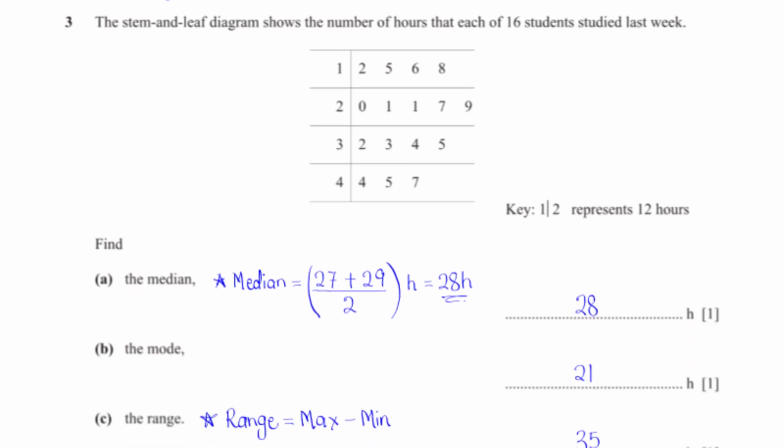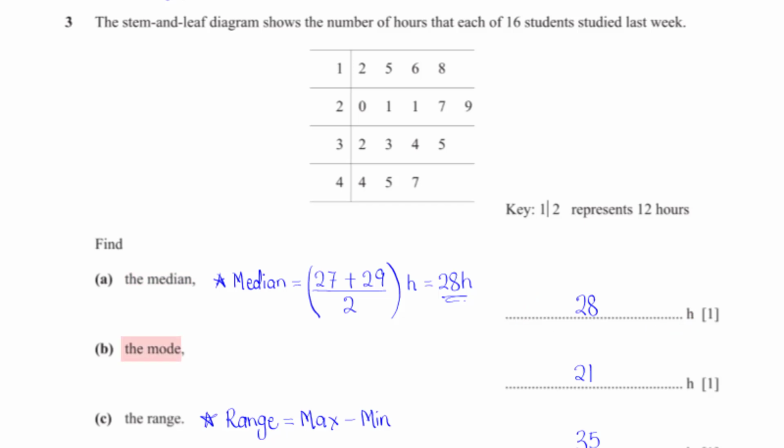The stem and leaf diagram shows the number of hours that each of 16 students studied last week. Find the median. So the median is the middle number. And since the numbers in the stem and leaf diagram have been arranged in ascending order, we can try to find the middle numbers from this. And so we have 27 and 29 as the middle numbers. And so to find the median, we add both numbers and divide by 2. And so that gives us a median of 28 hours.